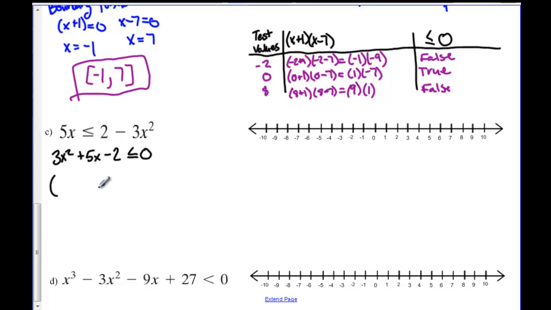We could use the AC method. You can use a calculator. I'm going to think about it for just a second. So the 3x squared has to be split up to 3x and x. That we know. Because this is a -2, I know I'm going to have opposite signs. So I'm only dealing with a 2 and a 1. And I need to add to a +5.